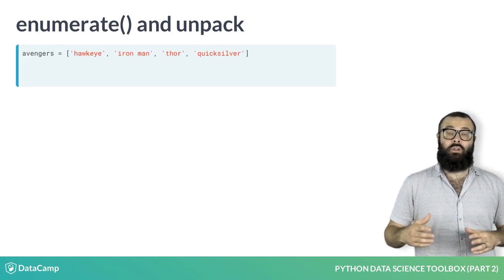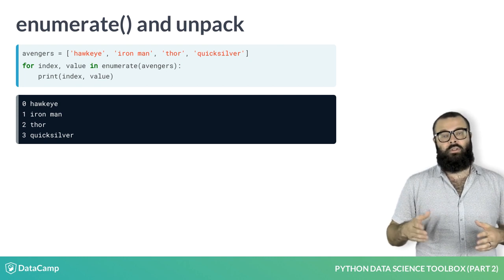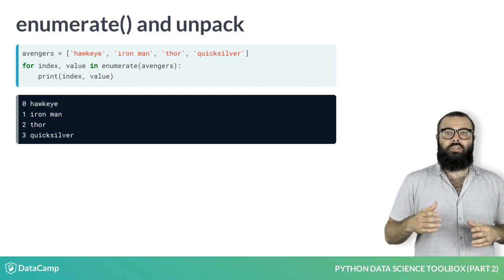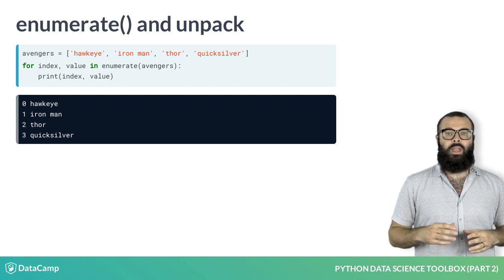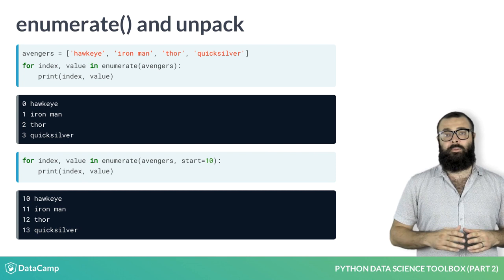The enumerate object itself is also an iterable, and we can loop over it while unpacking its elements using the clause for index, value in enumerate(avengers), for example. It's the default behaviour of enumerate to begin indexing at 0. However, you can alter this with a second argument, start, as you see here.